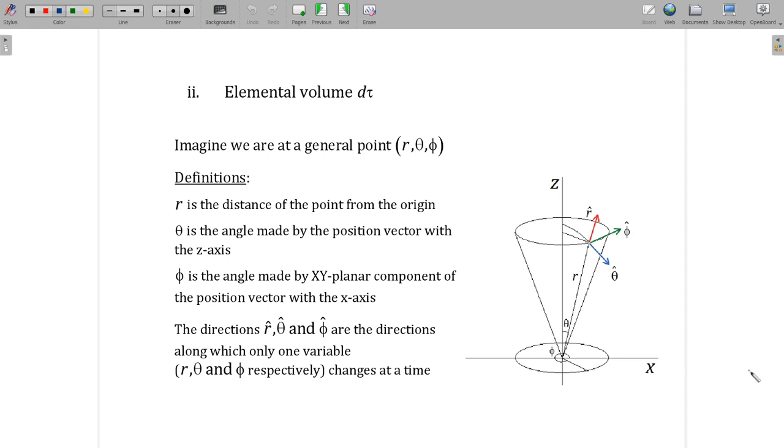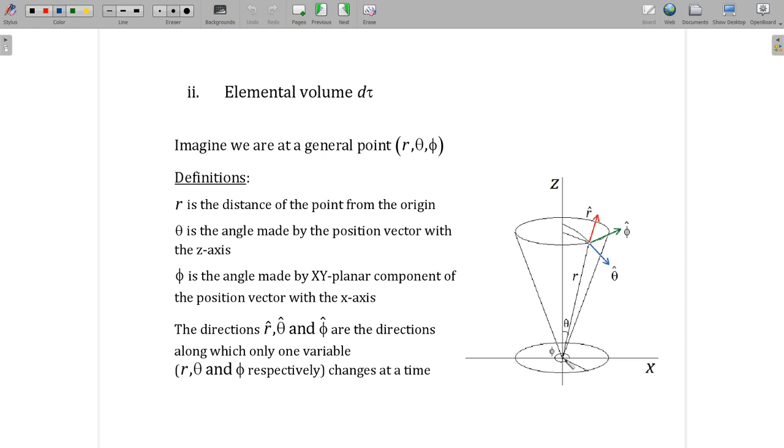This is the x-axis towards the right side, the z-axis goes upwards, and the y-axis goes perpendicular to the screen, into the screen. So these are my axes, and this is the origin, and this is my point. This is a general point which is denoted by the coordinates r, theta and phi. So r is obviously the distance of the point from the origin. Theta is, if I join this point to the origin, I get the position vector, which has its head at this point and its tail at the origin.